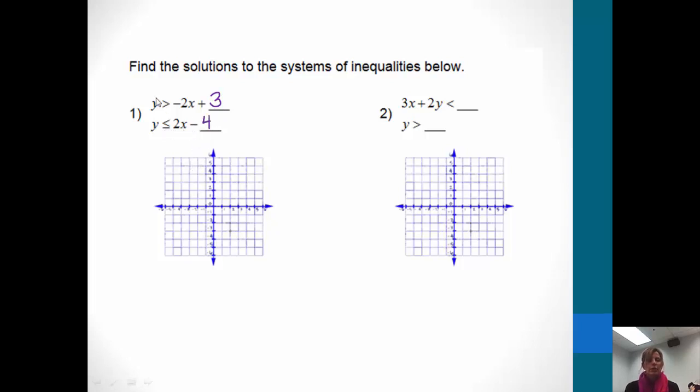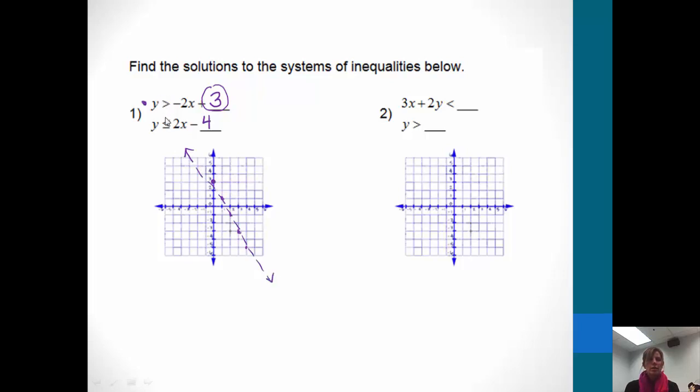All right, so the first thing, I'm going to go ahead and graph the first one, and on this one I like to use lots of colors. So I'm going to use purple for this first one. I'm going to use the part without the x first, so I'm going to start at 3. And then from there, since the slope is negative 2, I'm going to go down 2 over 1, down 2 over 1, down 2 over 1, down 2 over 1. And when I connect it, I need to make sure that I make a dashed line because there's no equal sign underneath. So we have to remember our inequalities on this one.